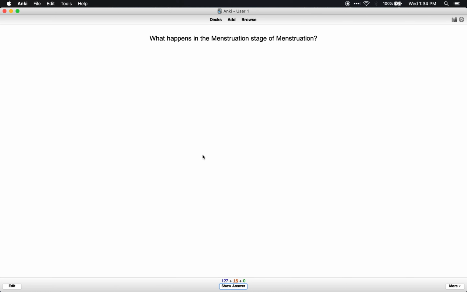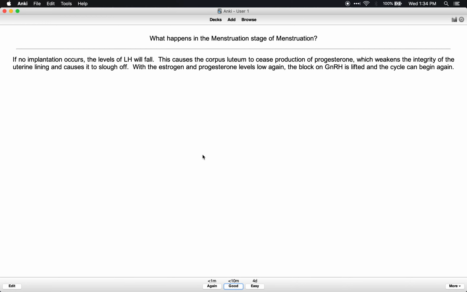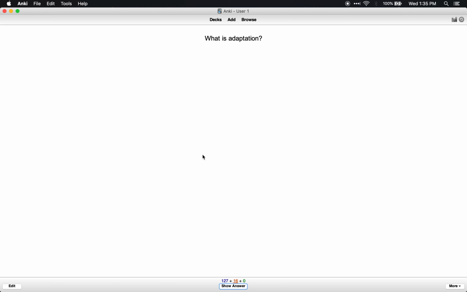What happens in menstruation? Levels of LH will fall if there's no implantation. Because levels of LH fall, this causes the corpus luteum to stop secreting progesterone. Because there's no progesterone, the endometrium lining disintegrates, and because the estrogen and progesterone levels are low again, this allows GnRH to start being produced, which starts the whole cycle.